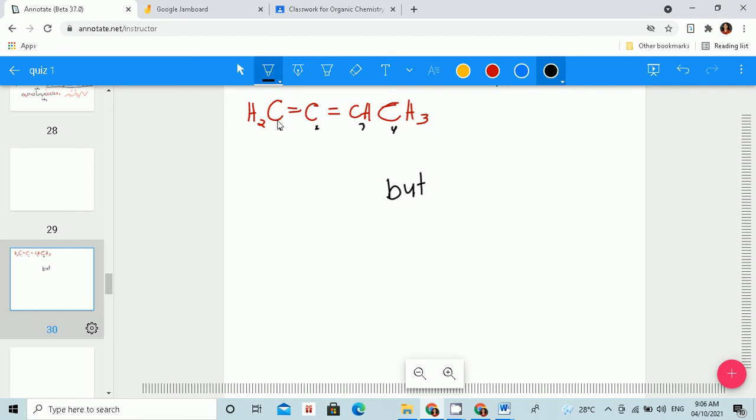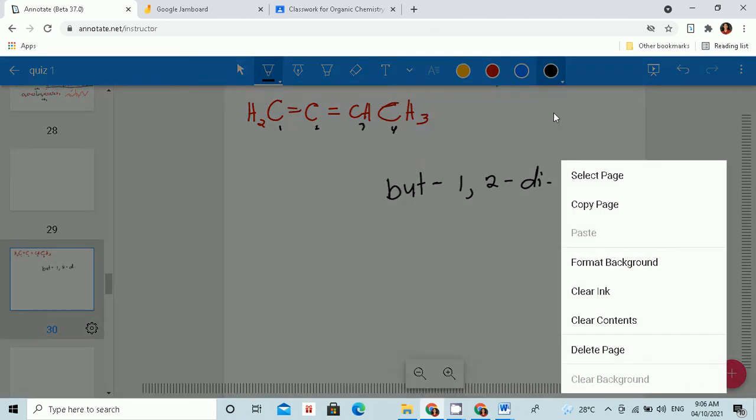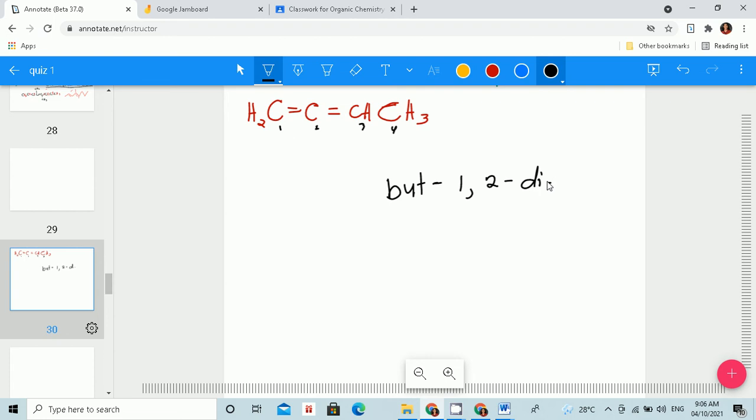Okay, so we have one, but-1,2-diene, because it's a double bond. It's an alkene, a diene. So that's it. Nothing more, diba? Okay, so this is the name. It's but-1,2-diene.